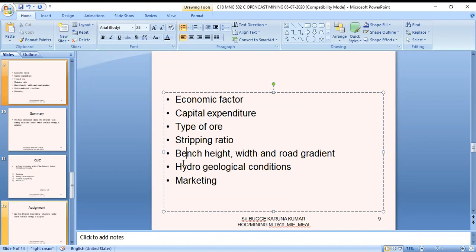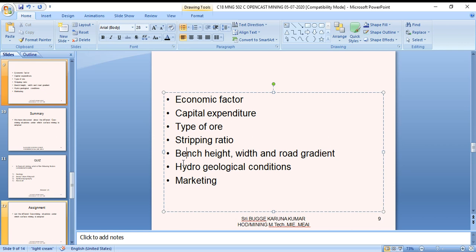Another is hydrogeological conditions. Hydrogeological conditions are one of the major factors. Hydrogeological means weathering, particularly temperature, which is one of the main factors, and also the nature of the water, seepage water as well as rainy waters, and other geological conditions, meaning the faults, the nature of the rock, weathering properties, and petrological properties. These will influence the operation.